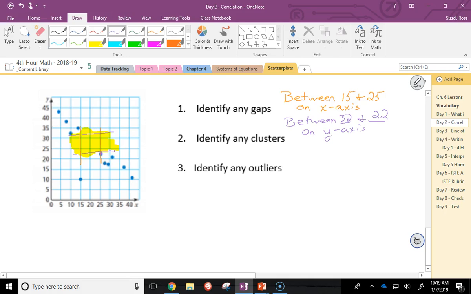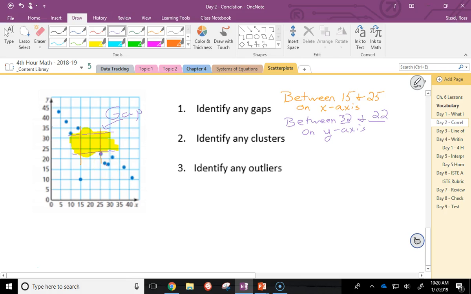All right, how about clusters? What do you think a cluster means? A lot of dots. Yeah. Clusters means where a bunch of points are all clustered together. They're all grouped together. If I look at this example, I'm going to identify this as our gap. Do we see any clusters? Do we see any of our dots really bunched up together in one spot? Not really. Maybe like this? Yeah. Kind of.